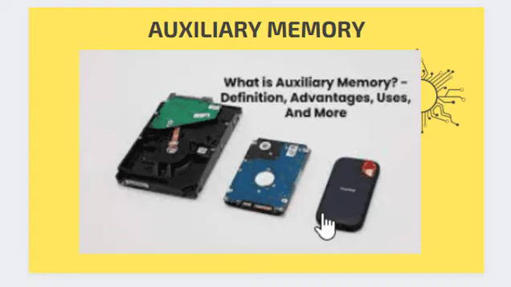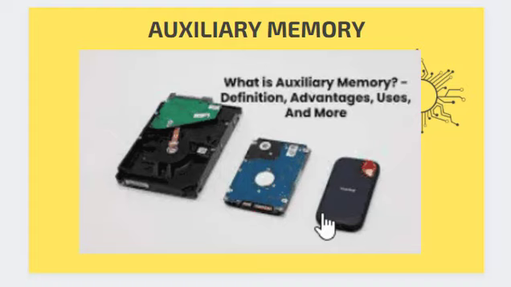Secondary memories cannot be accessed directly by the processor. First, the data and information of auxiliary memory is transferred to the main memory, and then that information can be accessed by the CPU. And the characteristics of auxiliary memory are the following.